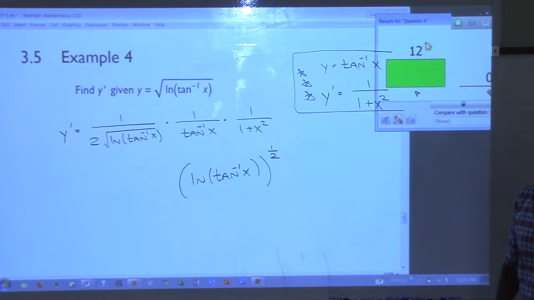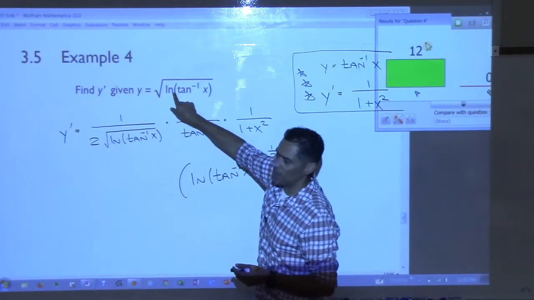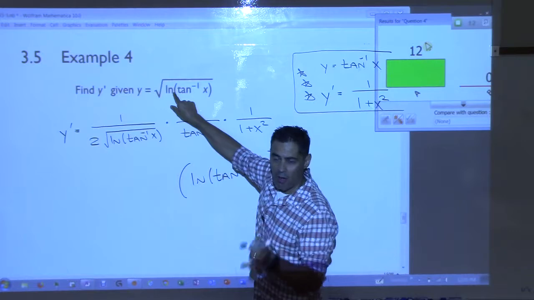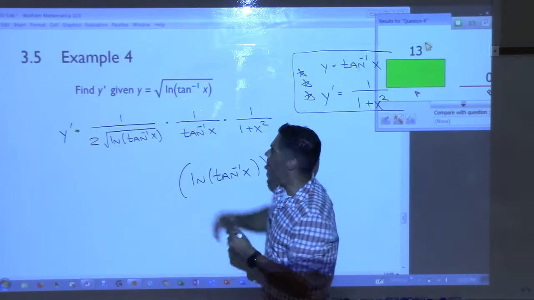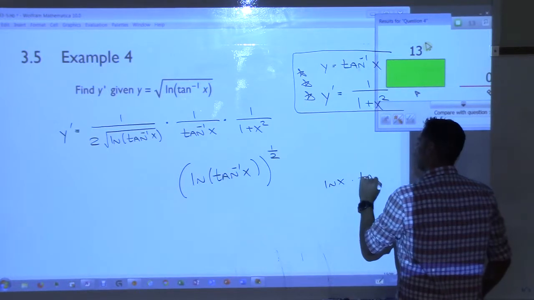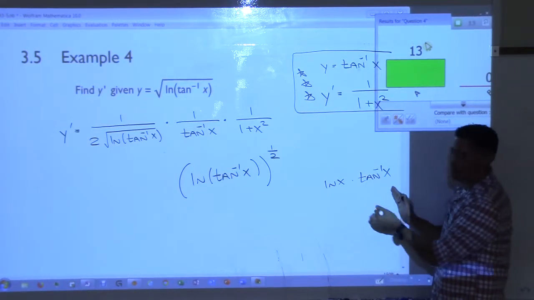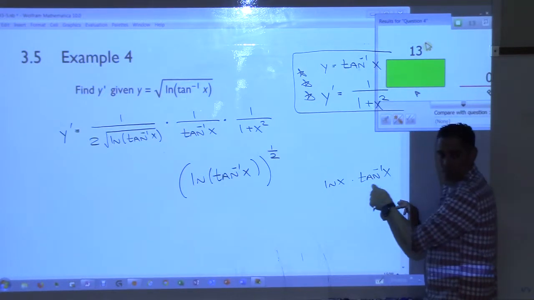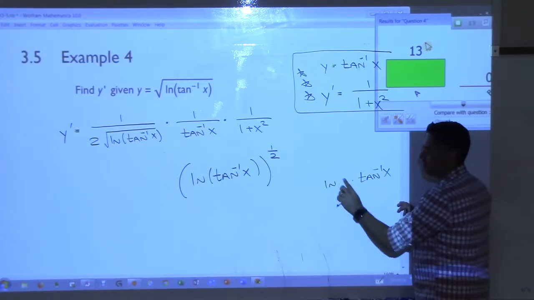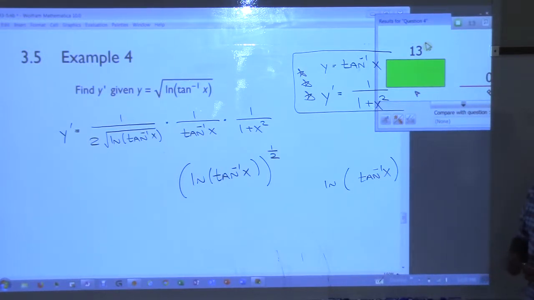Are you thinking product? There's no product though. This is not a product. It's one thing. It's natural log of. Now, had that been natural log of x times arctangent x, then you would have had to do product rule, because it'd be natural log of x times arctangent of x. But there's no x here. It's natural log of arctangent of x.